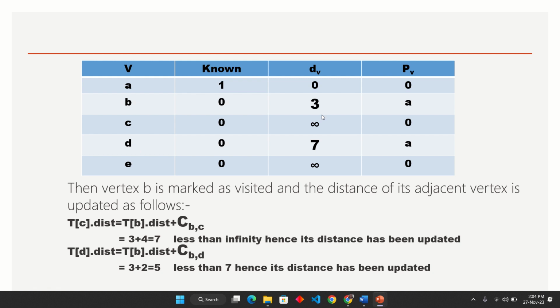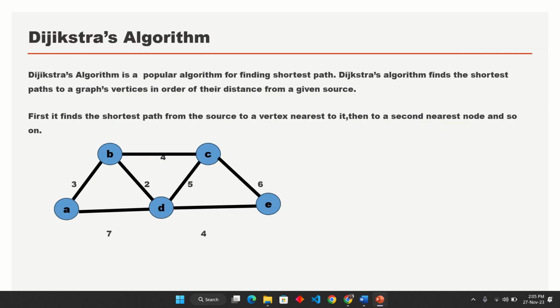Then why have we selected vertex B and marked it as visited? Comparing vertex B and vertex D, which one has the shortest distance? B is 3 only, right? So we're going to take 3 as a known vertex. Okay. So vertex B is marked as visited and the distance of its adjacent vertices is updated. So which are the adjacent vertices of this vertex B? Vertex C and D.